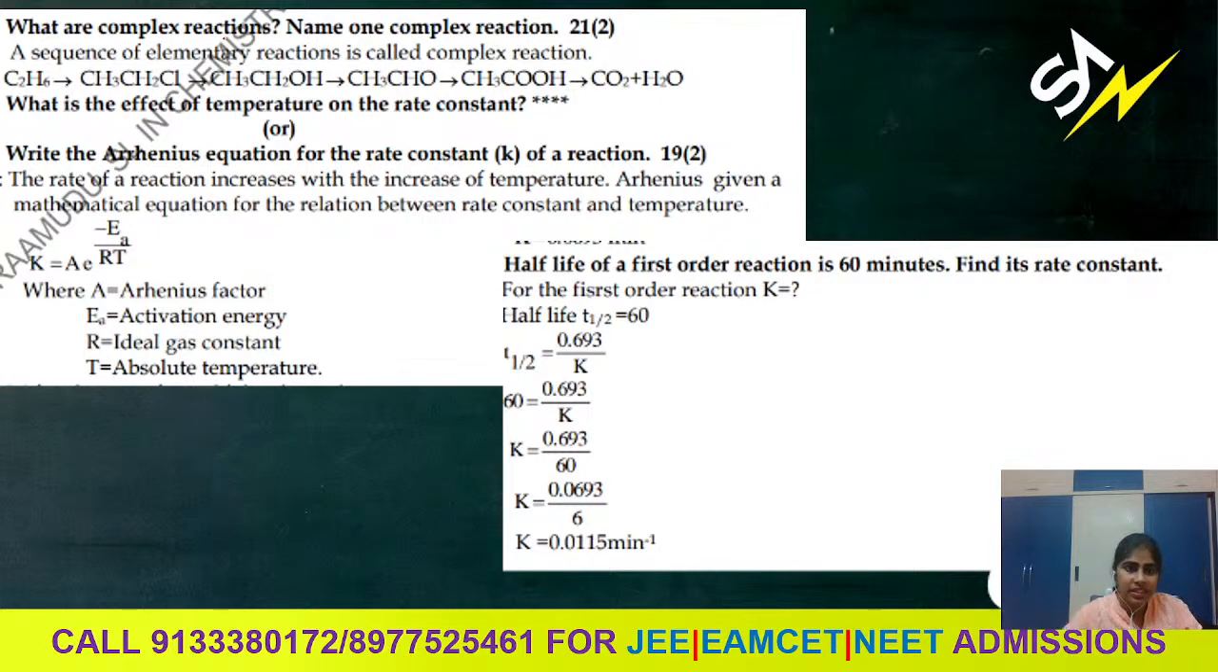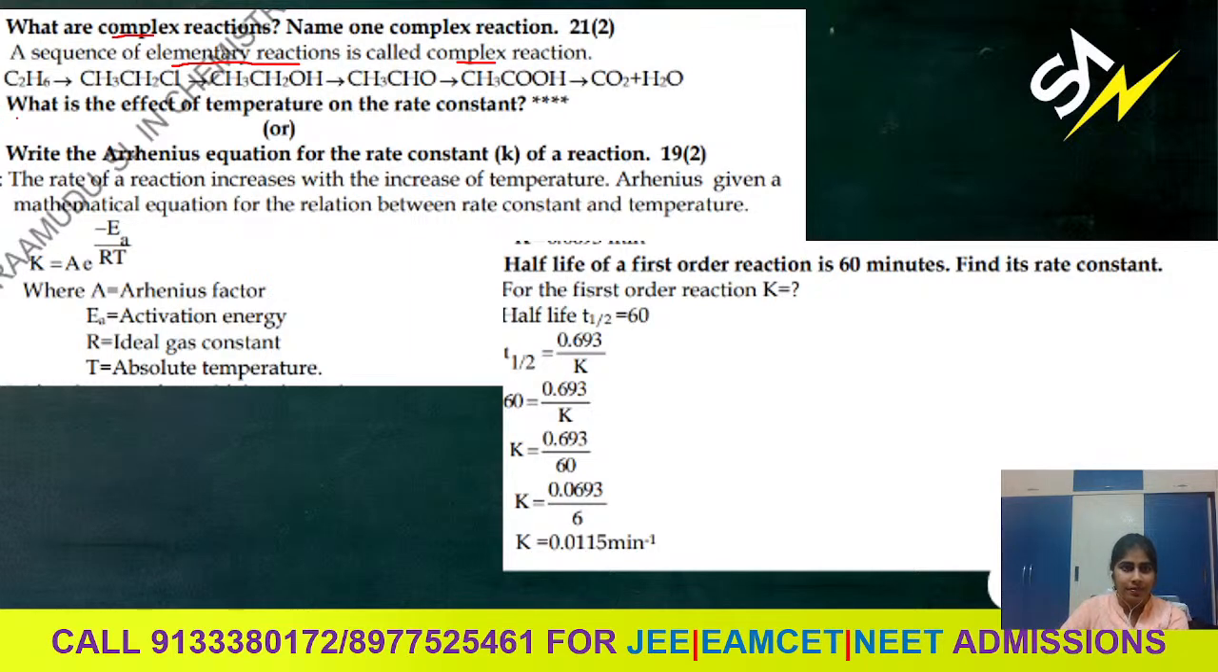What are complex reactions? See, the name itself says complex. It means it may have a group of reactions. Just remember in that way, that group of reactions comes from elementary reactions, but it is a sequence of elementary reactions. That type of reaction is called a complex reaction.